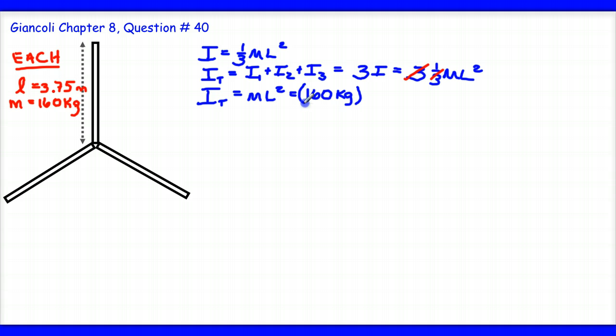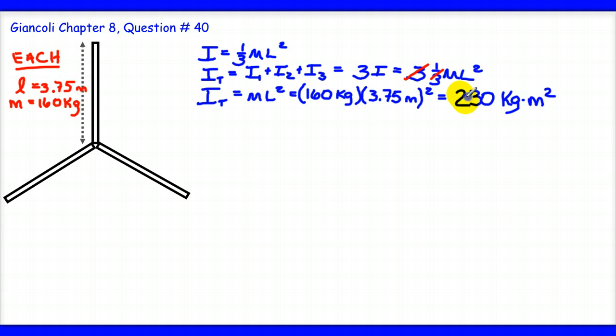And I'm going to multiply it by the length squared, which is 3.75 meters. And I have to remember to square that. Okay, so that's part A. The answer then is 230 kilograms meters squared, which are the units for the moment of inertia. So the answer to part A is 230 kilograms meters squared.